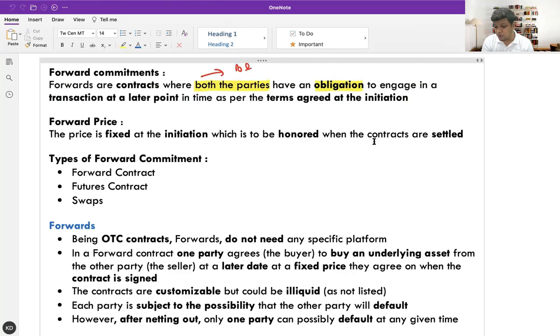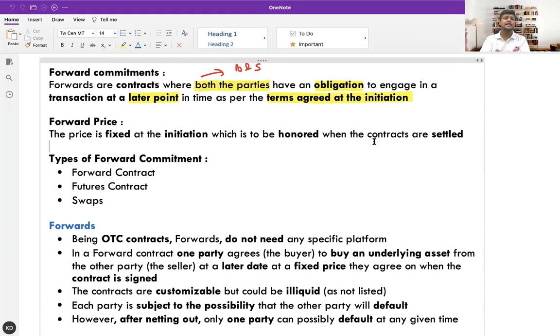Buyer and seller both. Now, this is the biggest difference between forward and contingent. In contingent, as we will see later on, both don't have the obligation. Only one has the obligation. That's the biggest difference. In forward commitments, whether forward, future, or swaps, both the parties have an obligation to engage in a transaction at a later point, that is, honor the commitment as per the terms agreed at the initiation.